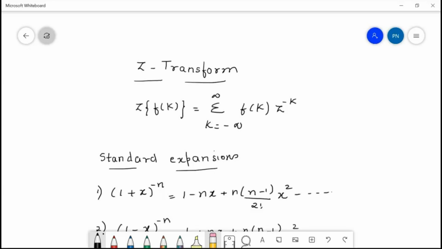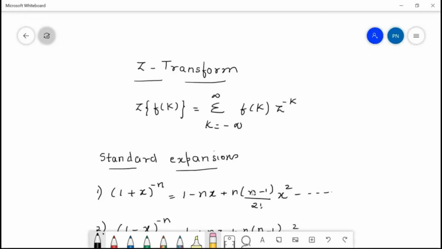Good morning, everyone. We'll move to the next module, which is Z transform. And then I will take probability and sampling after this topic. Why I started with Z transform is that we were already doing some expansions in the complex integration chapter. That is why I thought I'll continue with that.